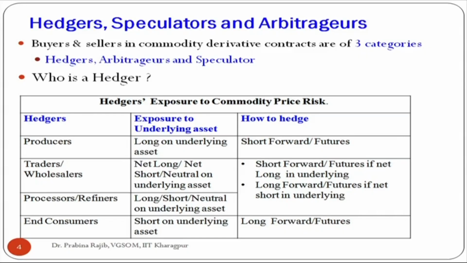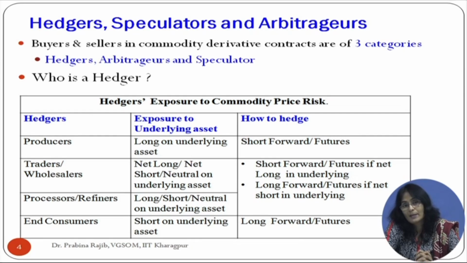Now at this point of time, I would like to elaborate a little more on the difference between a hedger, a speculator and an arbitrager. Many times we use the word hedger, we use the word speculator. We have also heard people saying that speculation is equal to gambling, and speculation is bad for the market. You may have heard many kinds of things, but who is a hedger, who is a speculator and who is an arbitrager? Let's understand a little more. So who is a hedger? A hedger has to have an exposure to the underlying market.